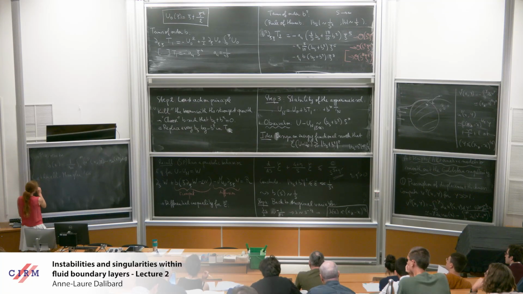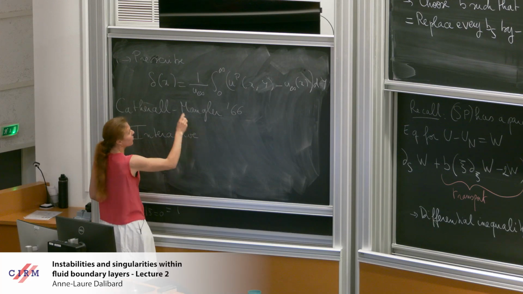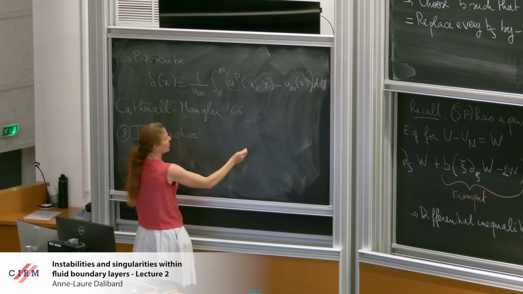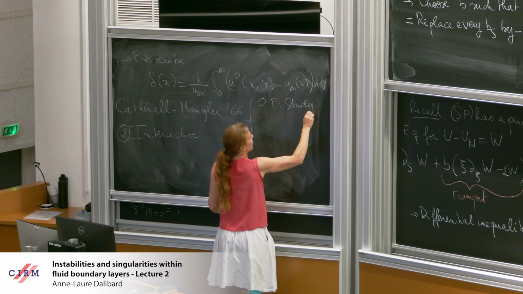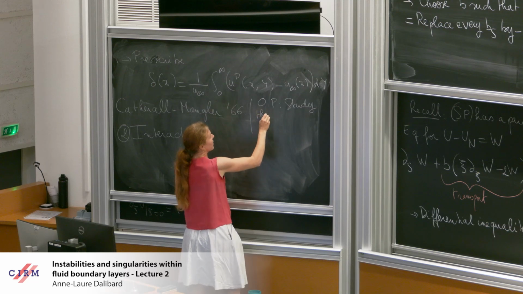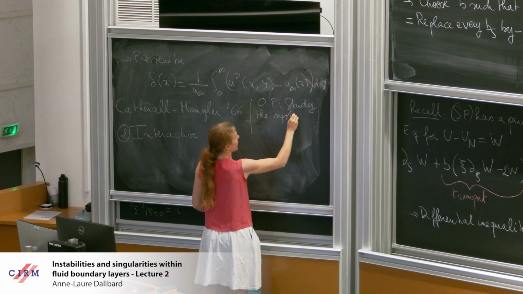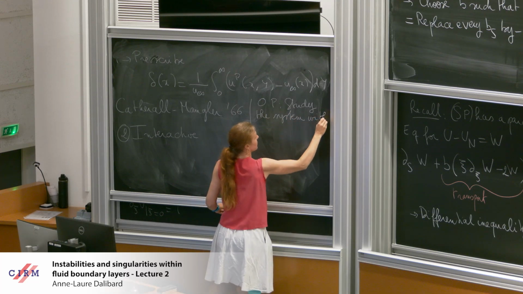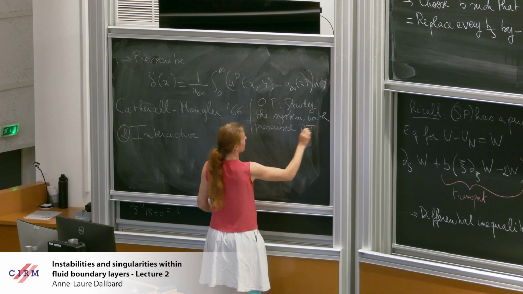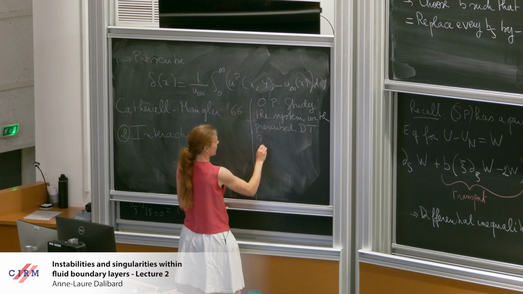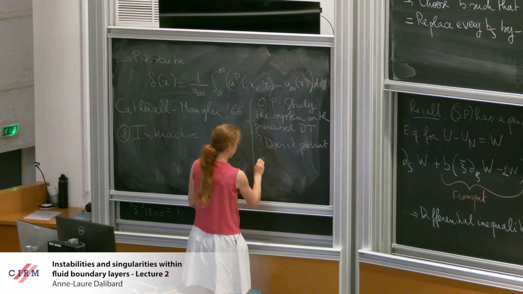The second alternative model is the interactive boundary layer model. So that's an open problem for you if you want. The open problem is to study the displacement thickness model in the stationary setting. So study the system with prescribed displacement thickness, and the question is: does it prevent the Goldstein singularity?